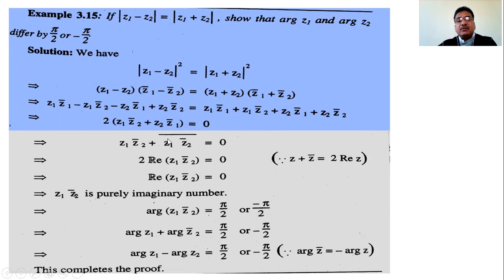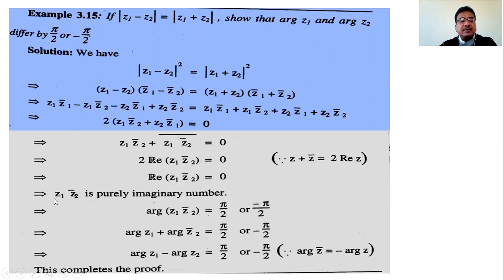If we simplify, then what do we have? Z1 bar bar is Z1, and then Z2 bar is Z2. We have this. And Z plus Z bar is 2 times the real part of Z. So this is the number Z1 into Z2 bar, and plus its conjugate becomes 2 times the real part of Z1 into Z2 bar by using this property. And then 2 times the real part of Z1 into Z2 bar is 0, and Z1 into Z2 bar is a purely imaginary number, and therefore its argument is what? Argument is pi by 2 or minus pi by 2.